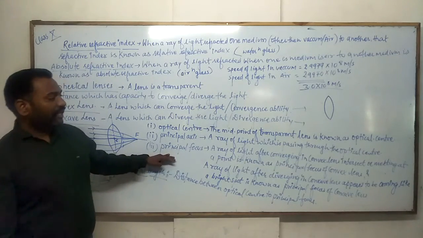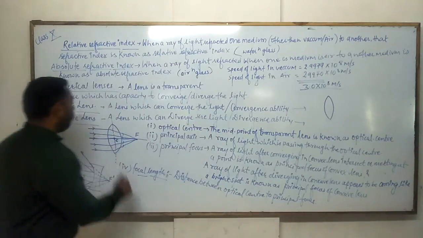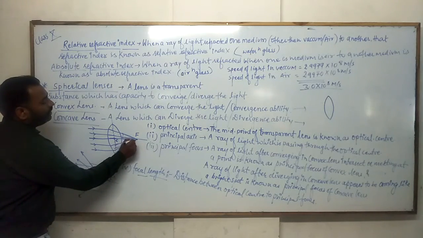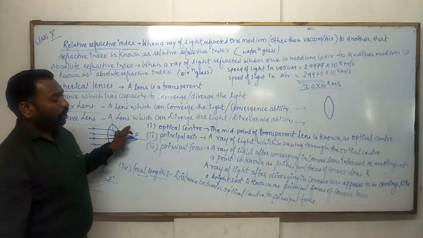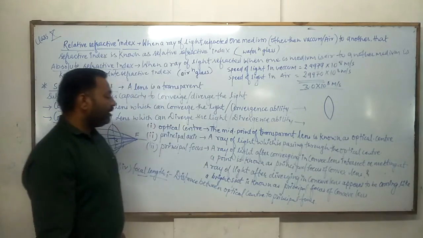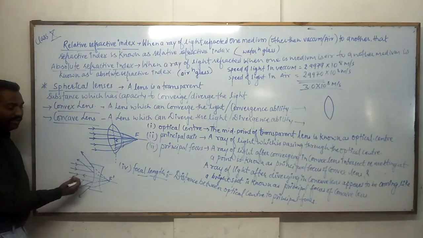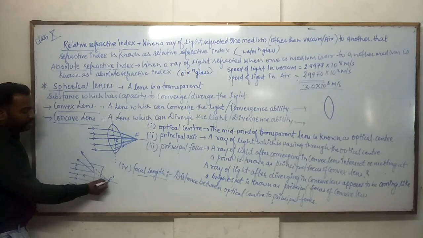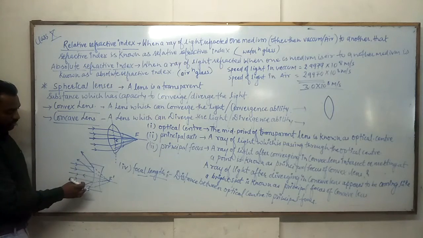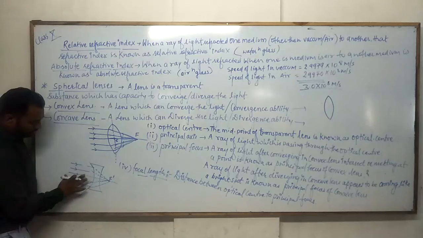Now the principal focus, a ray of light after converging in convex lens intersects or meets at a point. So after converging through this lens, meeting at one point, this is known as principal focus in the convex lens, and a ray of light after diverging in concave lens appears to be coming from a bright spot. Okay, so when you watch here, if you are in front of that, then you will see that light is coming from one bright spot.